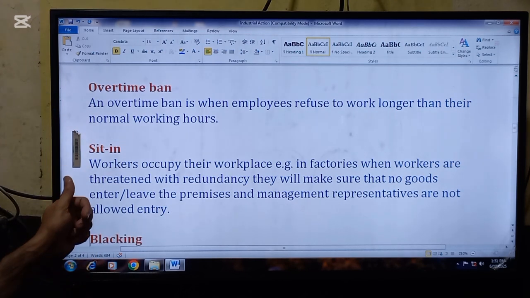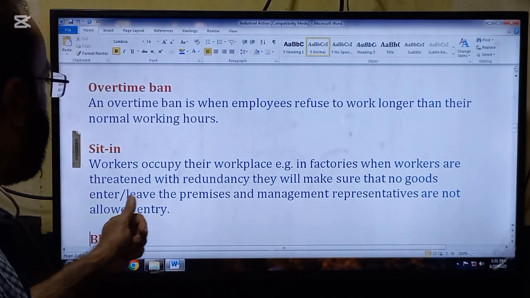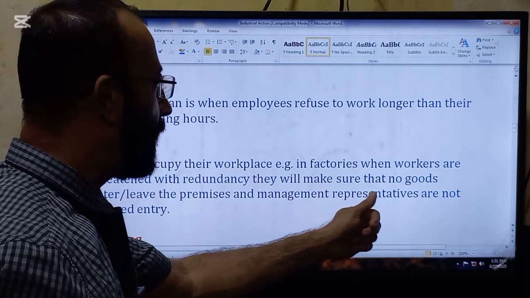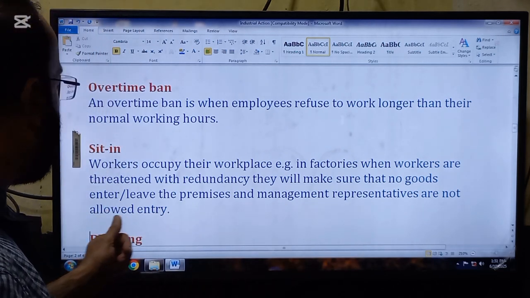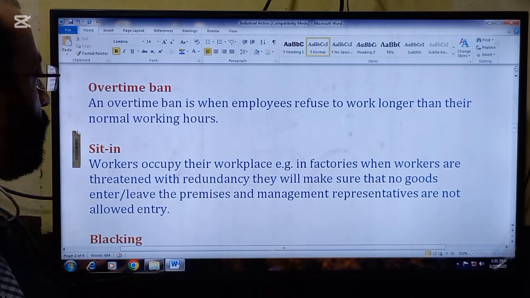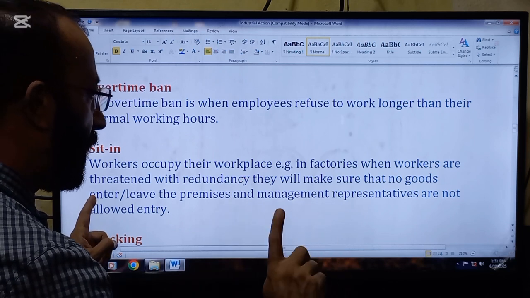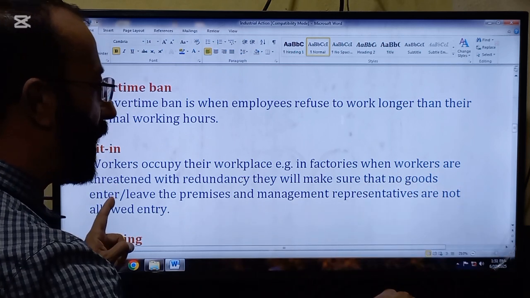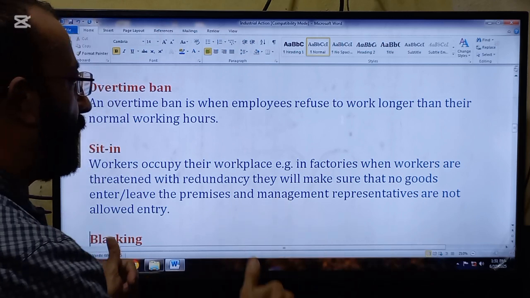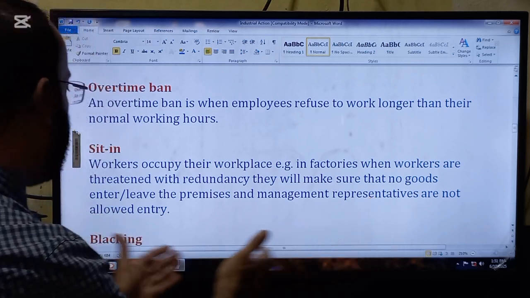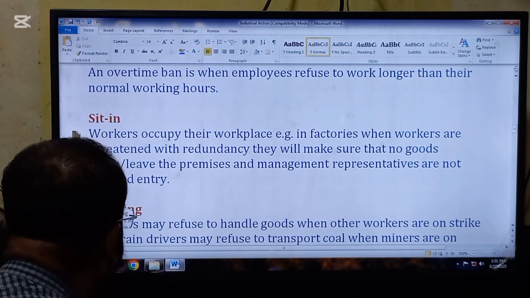Next is sit-in. Workers occupy their workplace. For example, in factories, when workers are threatened with redundancy, they will make sure that no goods enter or leave the premises, and management representatives are not allowed entry. So this is another very strong type of industrial action. The workers occupy their place. They don't allow the newly appointed workers to work at their place, and they even don't allow the management to enter the workplace.